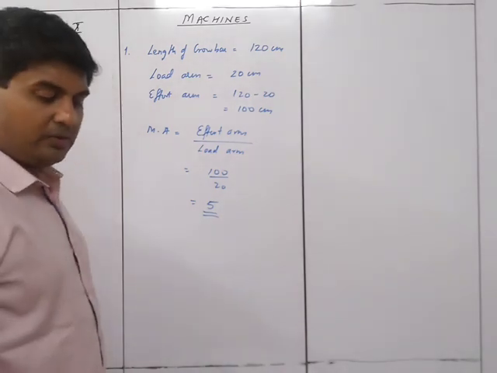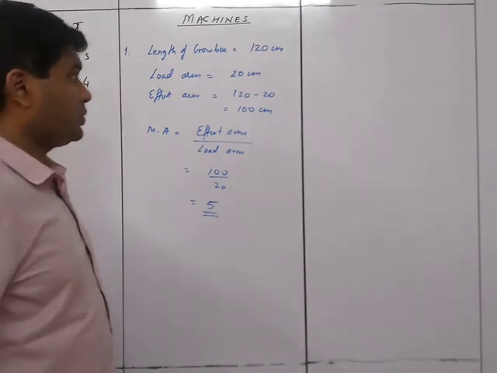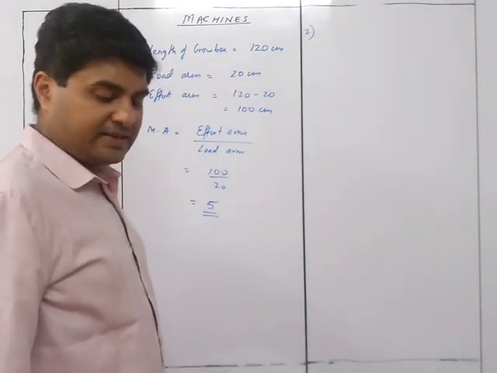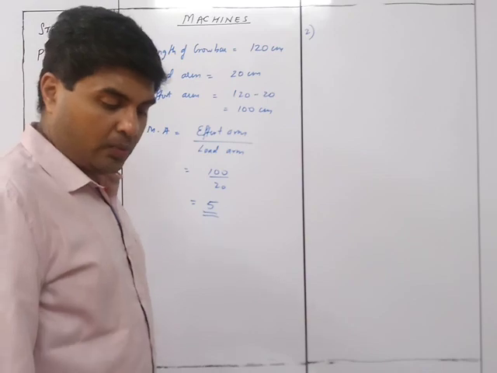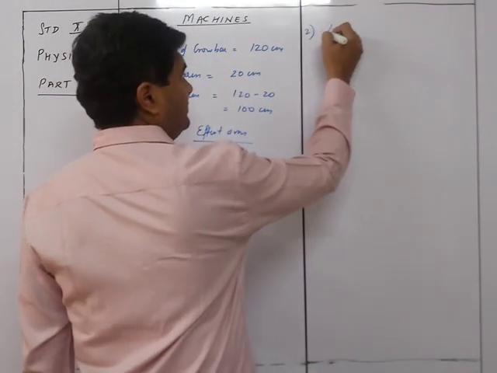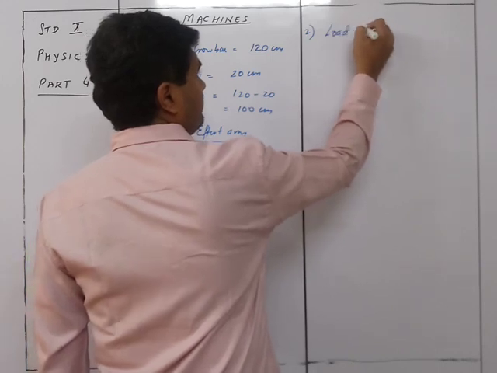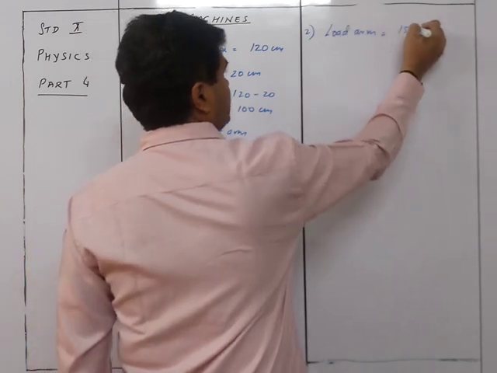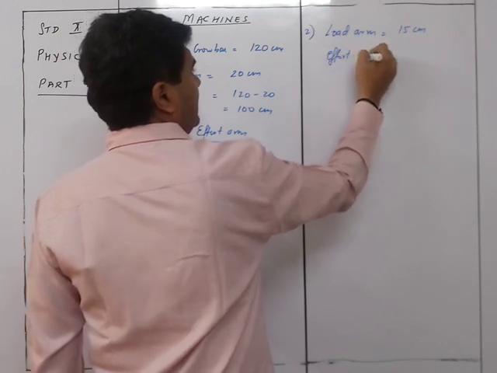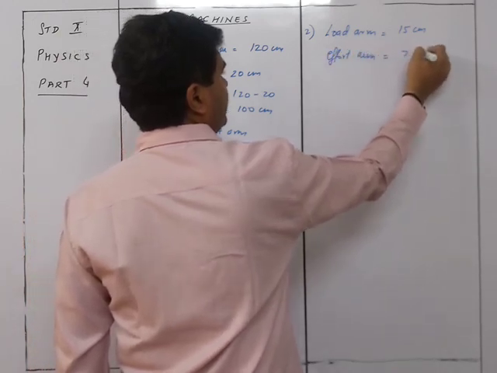We do the next one. Move to the next one, that is question number 2. A pair of scissors has its blade 15 centimeters long while its handle is 7.5 centimeters long. So blade is nothing but the load arm. So load arm is equal to 15 centimeters. Effort arm is nothing but the handle. Handle is the effort arm, which is 7.5 centimeters.